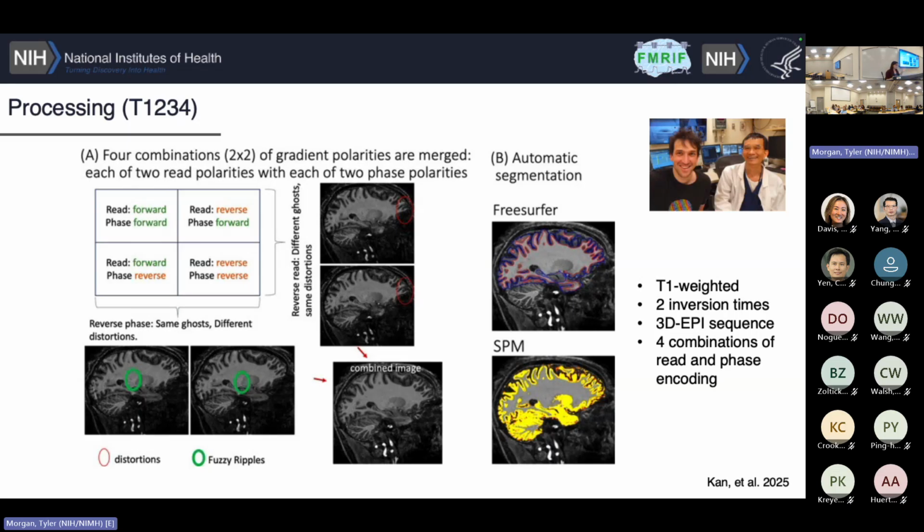If anybody's interested in using this, it's called T1234, which I always get wrong. It's a T1 scan. It has 2 inversion times. It has 3 different, oh, I wrote it down here. It's 3D, and it's also 4 different combinations of read and phase inputting. So that's where the T1234 comes from. And if you're interested in that method, I can help you get that set up.